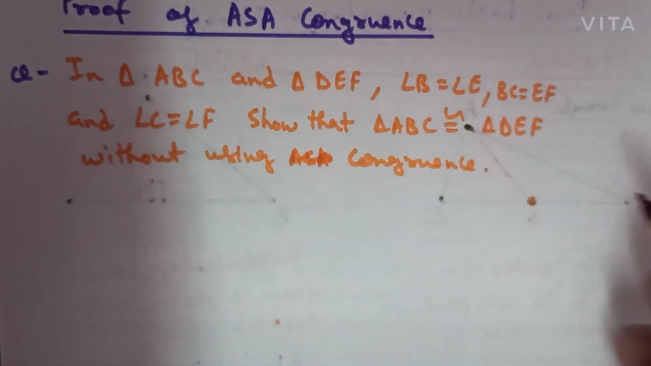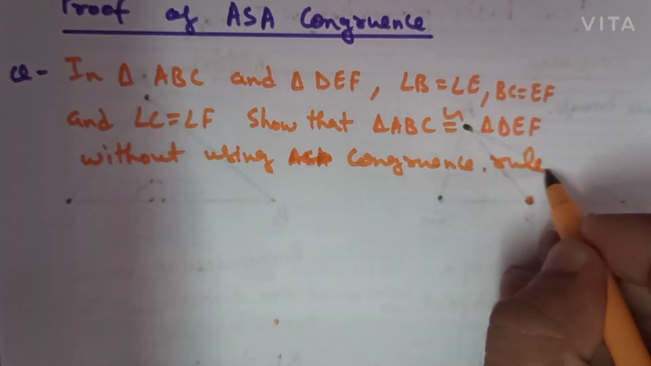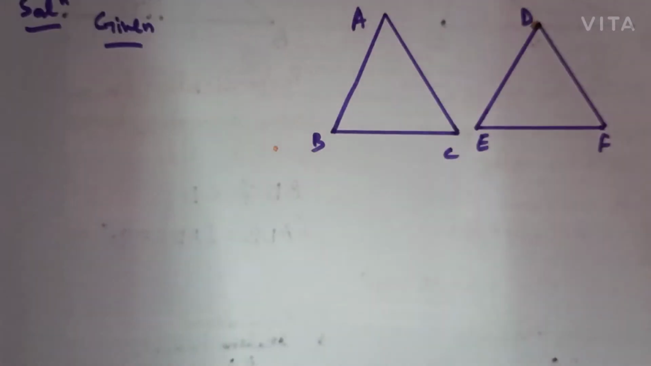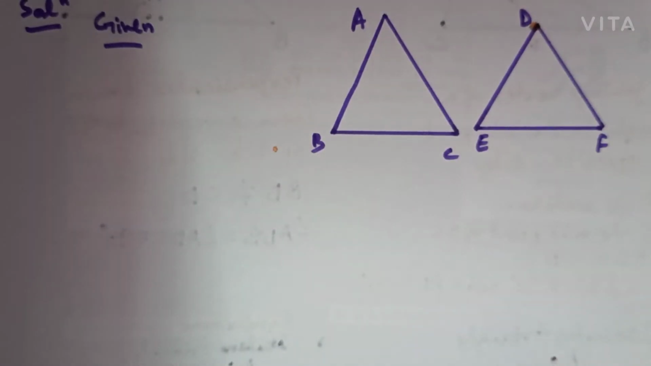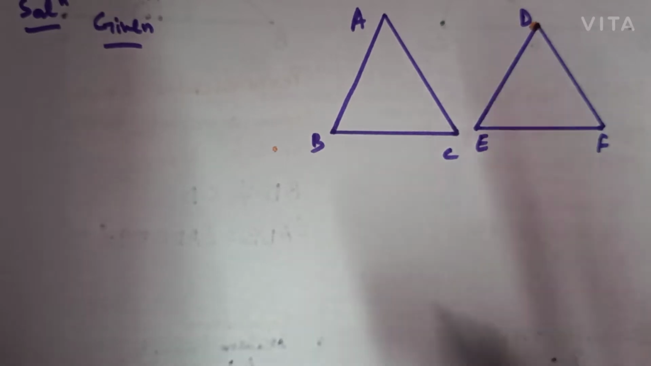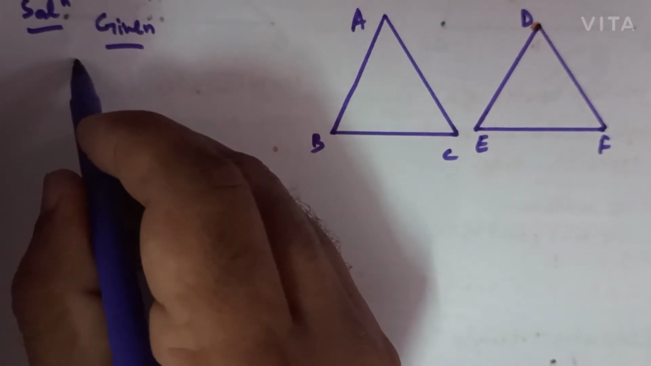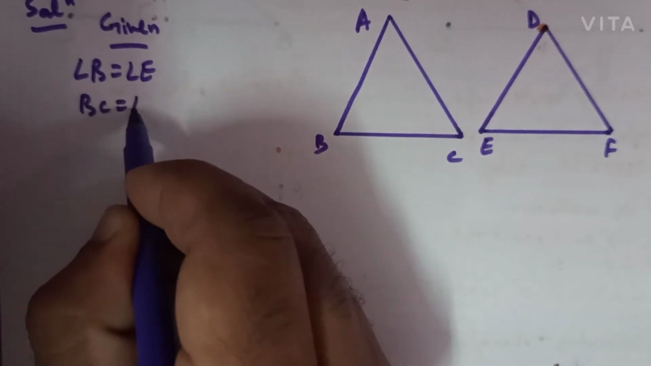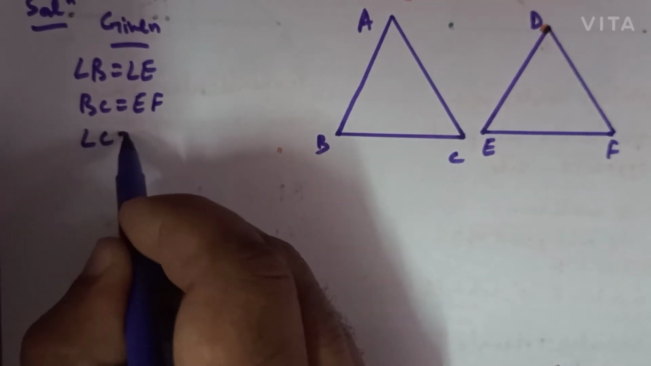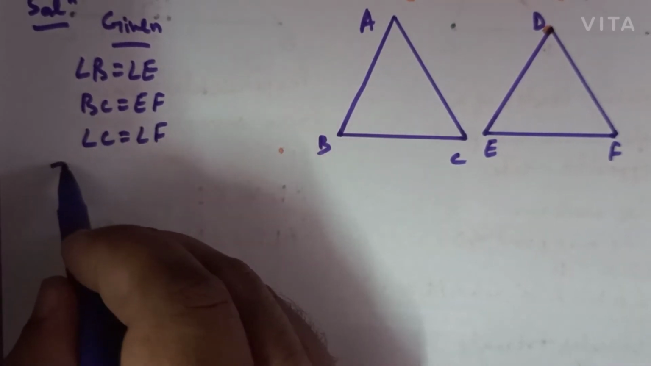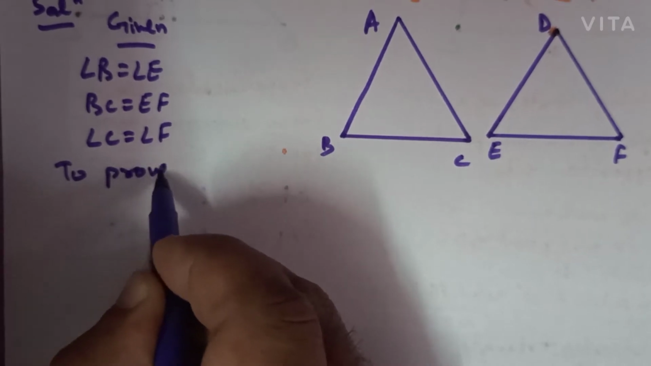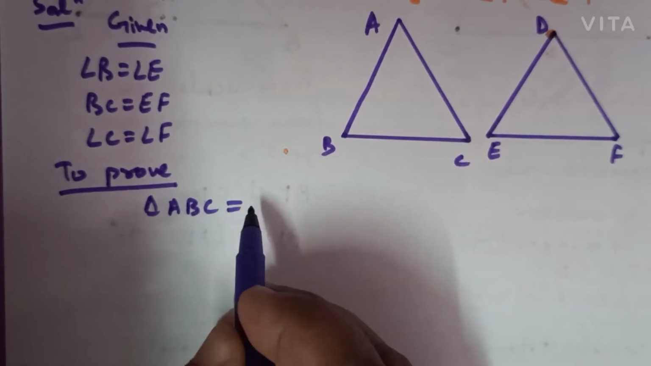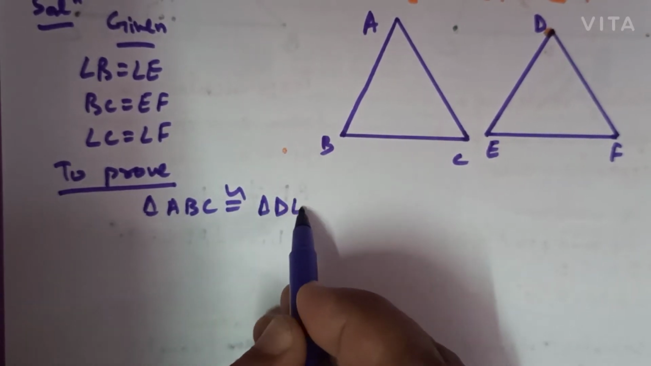So let us have a look at the question. First of all, we will draw the figures. So first we have drawn the figures, that is triangle ABC and triangle DEF, and what is given to us: angle B is equal to angle E, BC is equal to EF, angle C is equal to angle F. What we have to prove is that triangle ABC is congruent with triangle DEF.